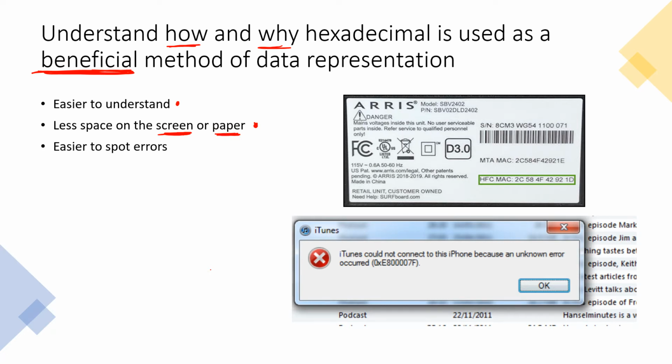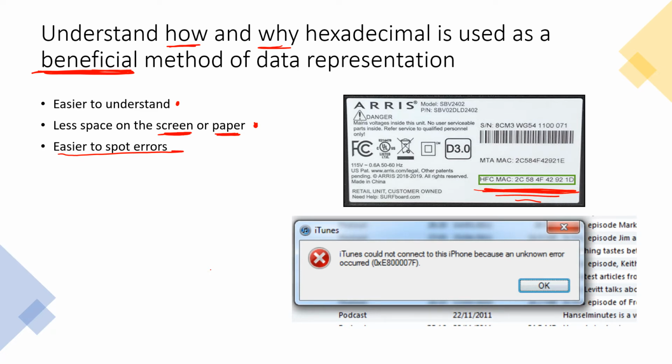It's also easier to spot errors, which takes me to some places you might see it. The most common place you're probably going to see it is on a MAC address. We cover MAC addresses in a later revision video, and we did it in a different unit when we were studying the GCSE. But this is a MAC address on the back of some type of computer device. I don't think it's a router, but it is a device that connects to a network.